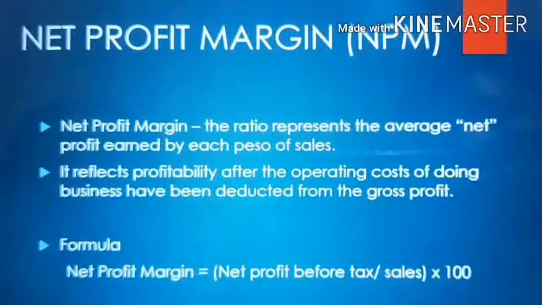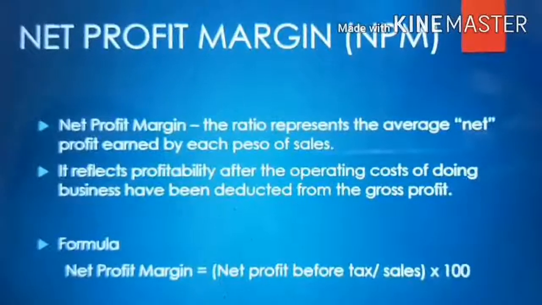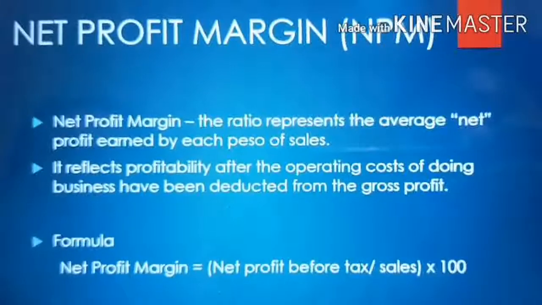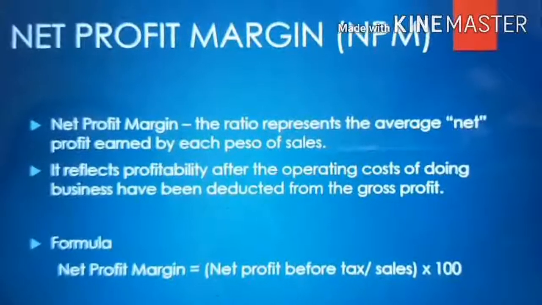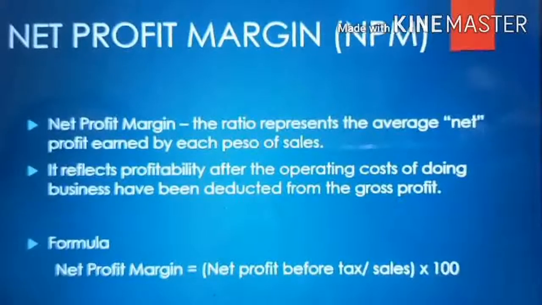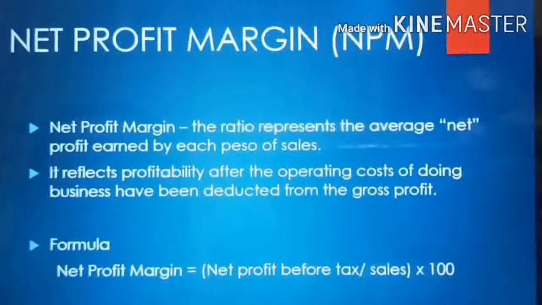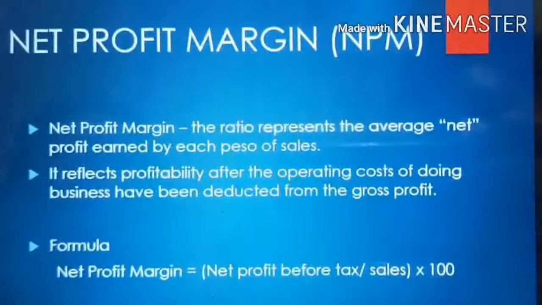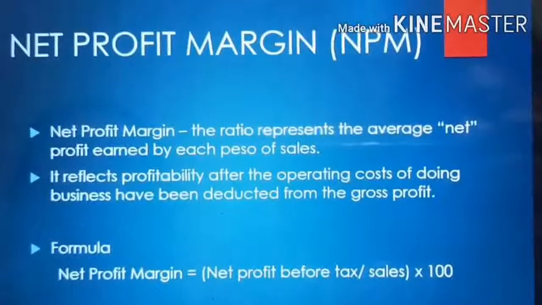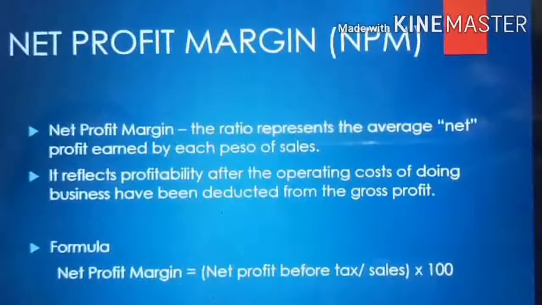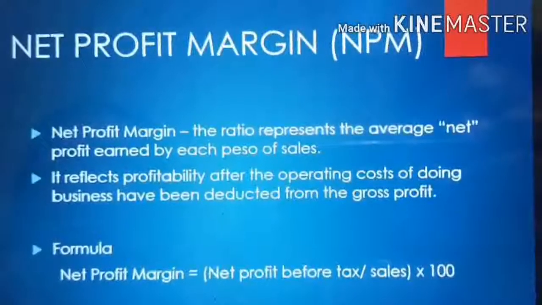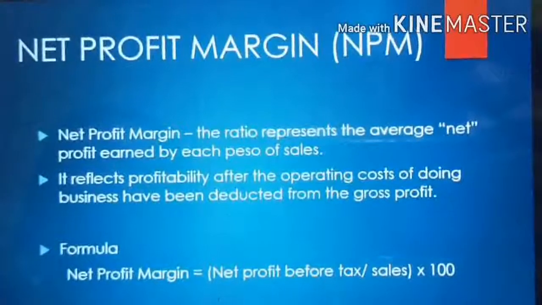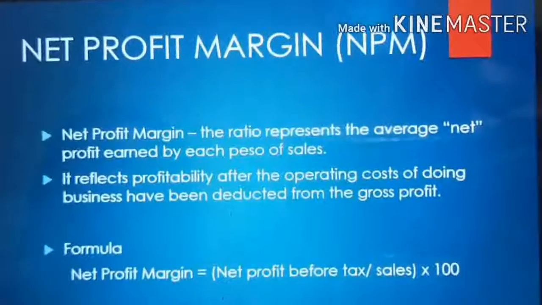Net profit margin or NPM. This ratio represents the average net profit earned by each peso of sales. It reflects profitability after the operating costs of doing business have been deducted from the gross profit. This kind of ratio is stricter than the gross profit margin in determining the profit margin of the business. So, let us find out how it is done. The formula is net profit margin is equal to net profit before tax divided by sales times 100.